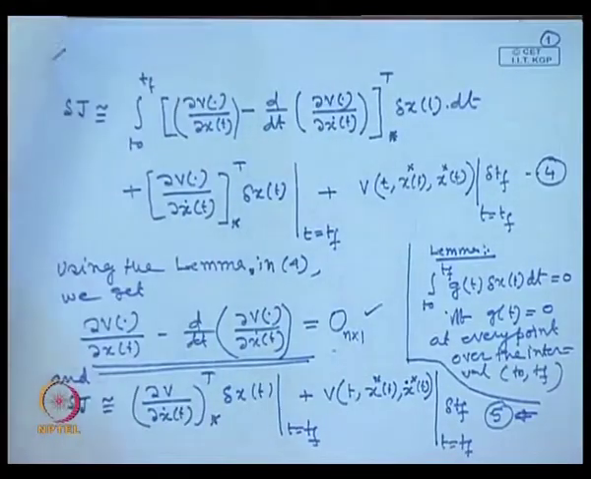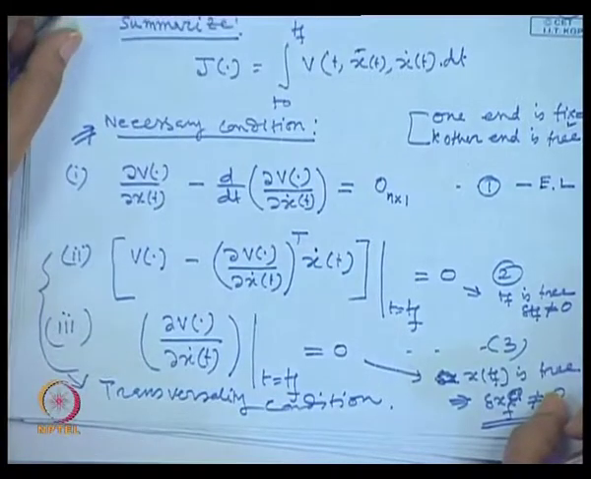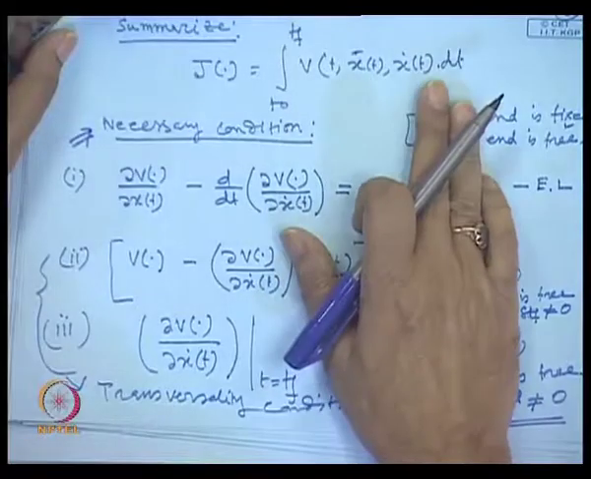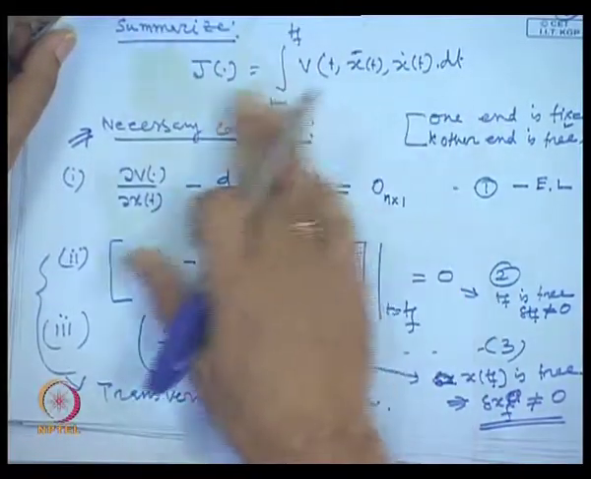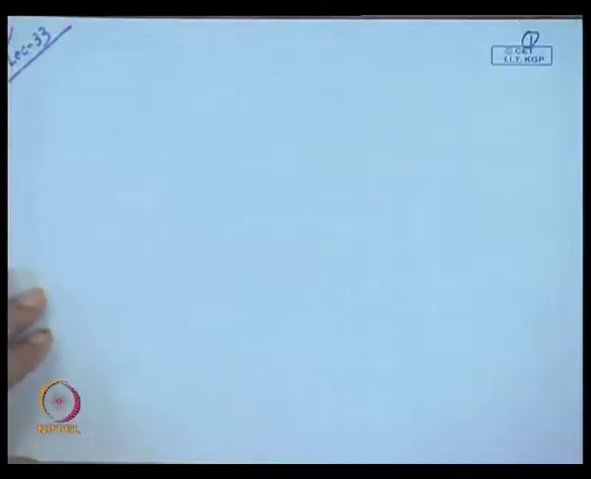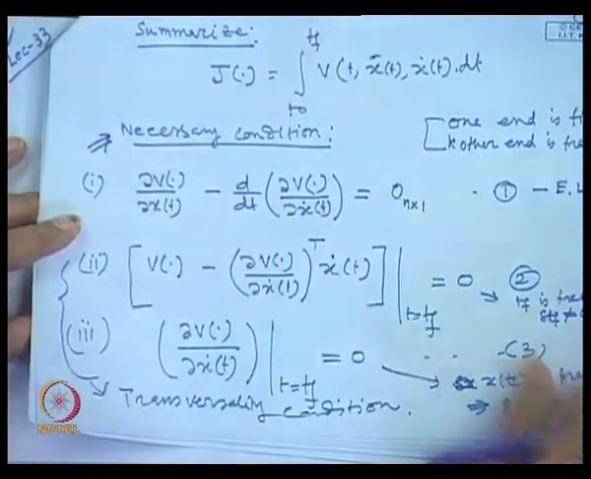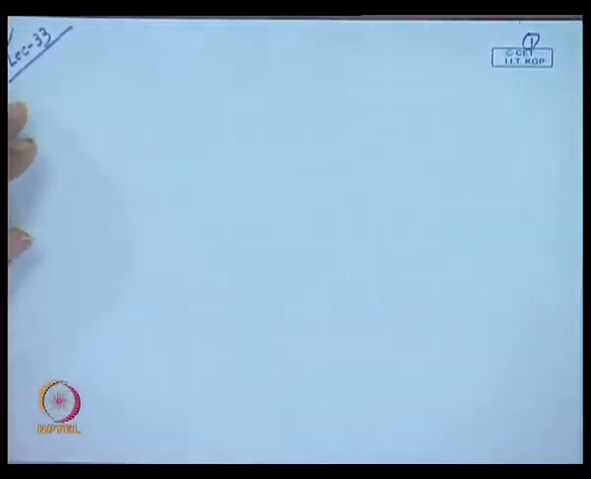After solving this equation, we get the trajectory. Whether this trajectory is optimal, that is, whether it will maximize or minimize this functional, we have to check by using the sufficient condition. We will now discuss the sufficient condition for the functional J to be optimized, meaning either maximized or minimized.